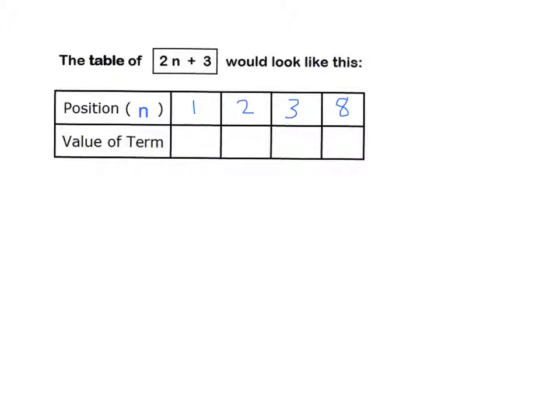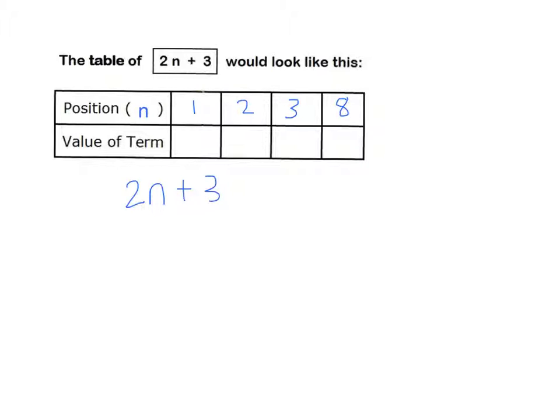An equation would have a definite answer. It has to match. An expression means that I can change the variable and make it mean different things. So we're going to substitute again like we did yesterday. So I have 2n plus 3. All I'm doing is copying that down.